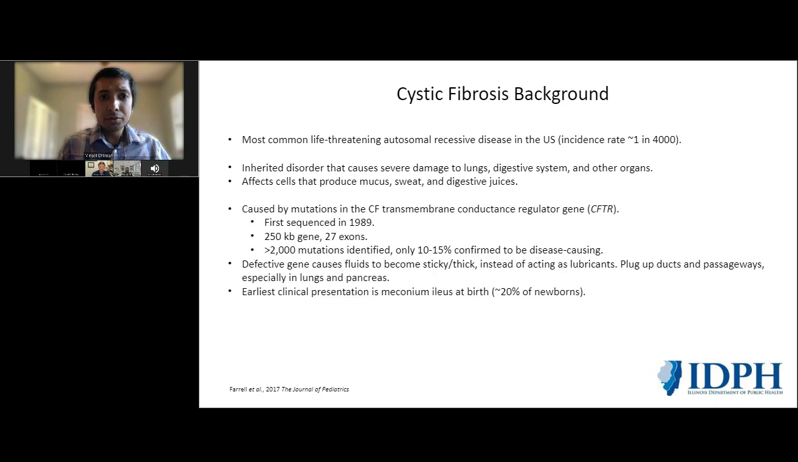So cystic fibrosis is caused by mutations in the cystic fibrosis transmembrane conductance regulator gene, which will be known as CFTR going forward. This gene was first fully sequenced in 1989. It's a very large gene, 250 kilobases, 27 exons. And to date, there are more than 2,000 mutations that have been identified within this gene. You can go to the CFTR2 database, just Google CFTR2, and it gives you a full profile of all the mutations known.